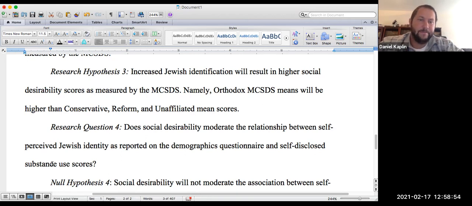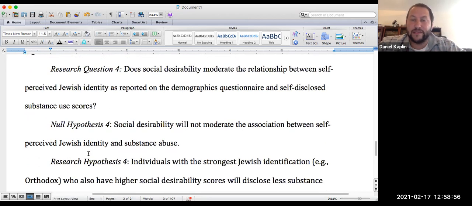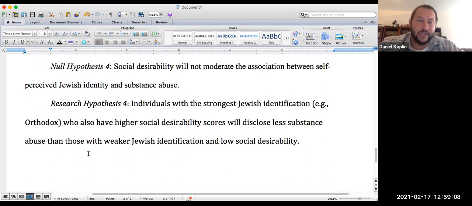Does it moderate? So the null hypothesis says social desirability will not moderate the association between self-perceived Jewish identity and substance abuse. The research hypothesis is that individuals with the strongest Jewish identification will also have higher social desirability scores, and they will likely disclose less substance abuse than weaker Jewish identification and lower social desirability scores.